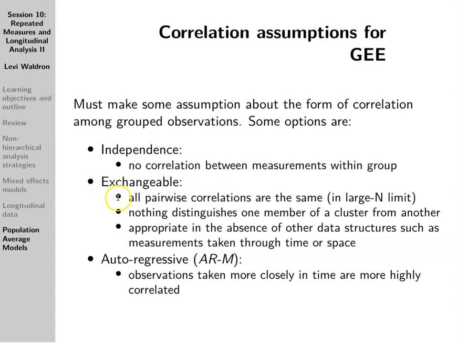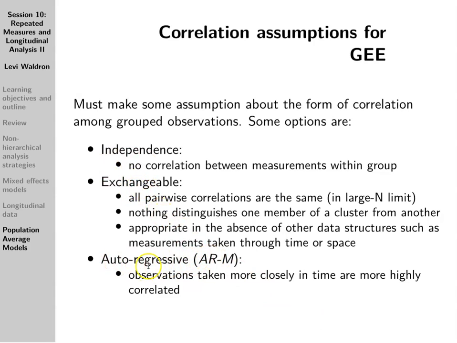Exchangeable makes sense when all pairwise correlations are the same in the population. Nothing distinguishes one member of a cluster from another. So this especially makes sense in the case of just say replicated measurements, like if you have measurements on multiple neurons from a brain, and so they're grouped by individual, but there's no particular order to them, then this is a good assumption to make.